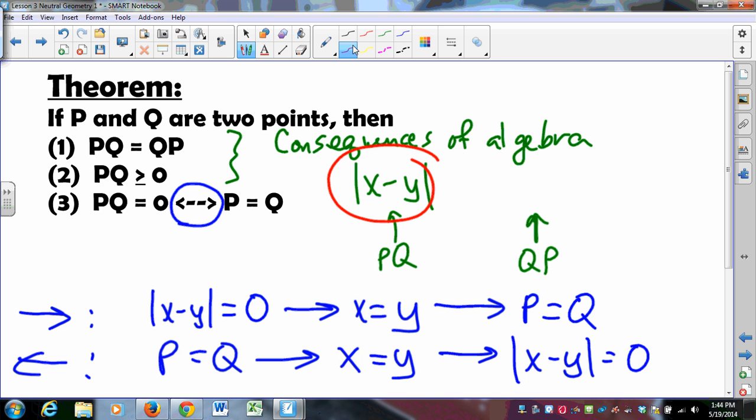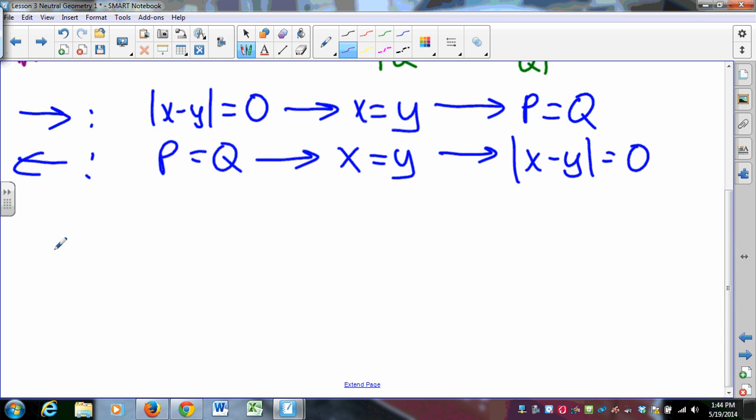Point of order here. Whenever we talk about something that satisfies these three properties, we call it a metric. It's a metric, it's a way to measure things. You are familiar with several metrics. I will share some of them with you.